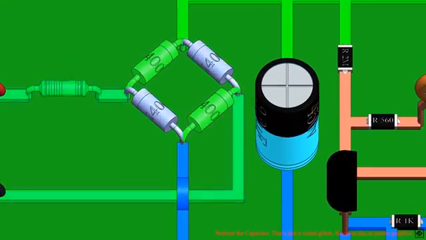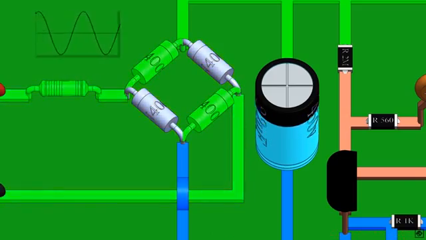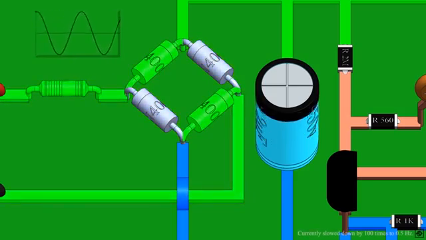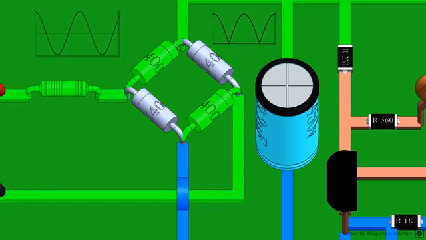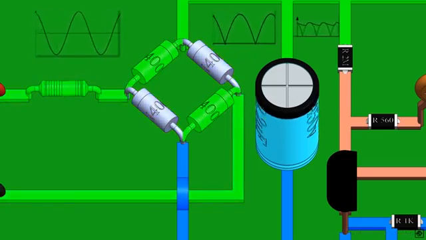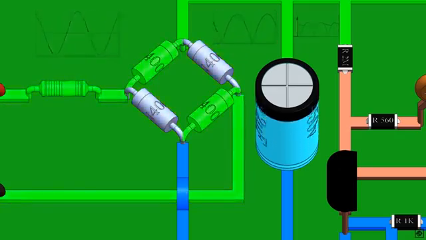Let's turn it on and see it in action. The green wires carry the positive voltage, and the blue wires carry the negative voltage or ground. Also, we can see the voltage in the circuit on the graphs. We have the input of 220 volts 50 Hz AC. This is a bridge rectifier. It converts AC to fluctuating DC. As we can see, this fluctuating DC is filtered by the capacitor and becomes almost pure DC. We can see we have DC in the circuit.